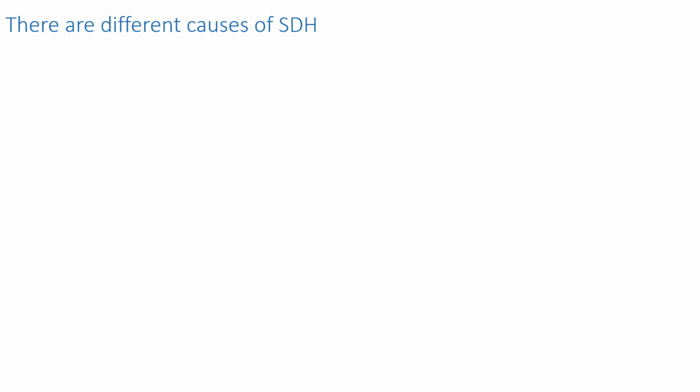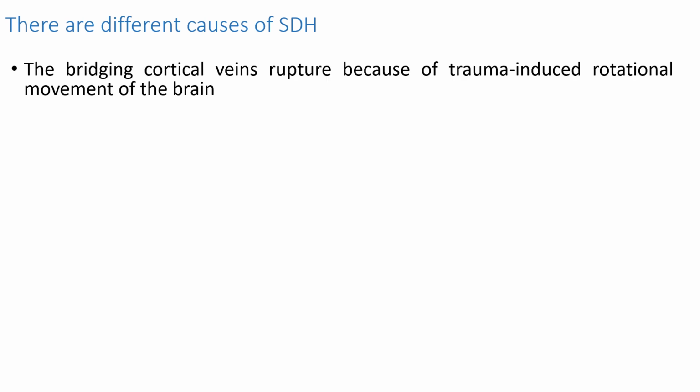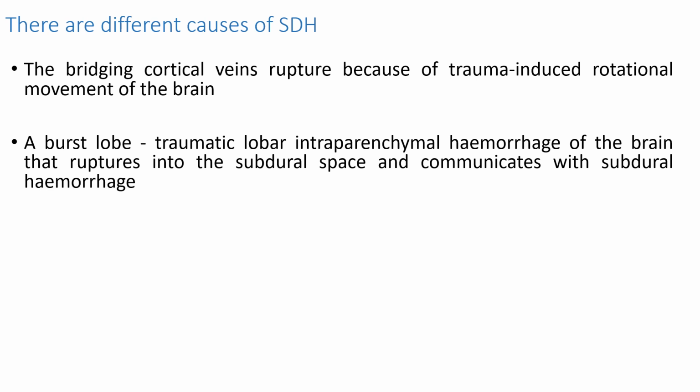There are a few mechanisms in causing subdural hemorrhage. The first one is a rupture of bridging cortical veins due to the trauma-induced rotational movement of the brain. The second one is burst lobe. Burst lobe means, if I just draw like this, if this is the dura and if this is the brain, and if there is a traumatic contusion injury here, if this contusion bursts into this subdural space, there may be a subdural hemorrhage.